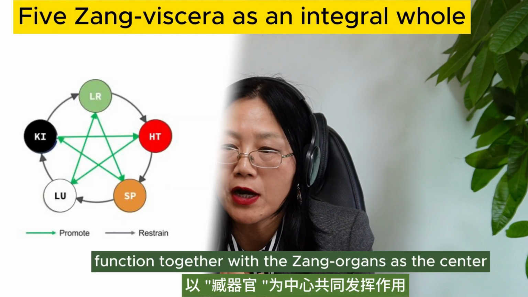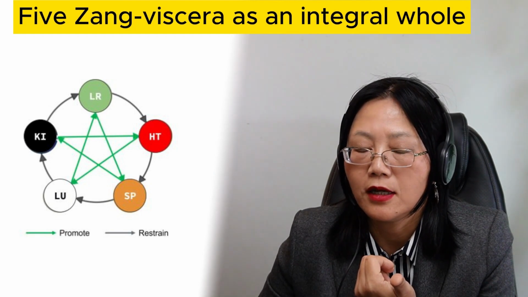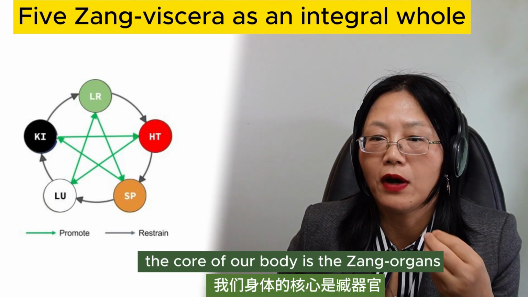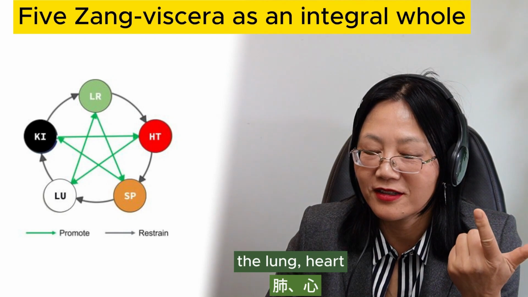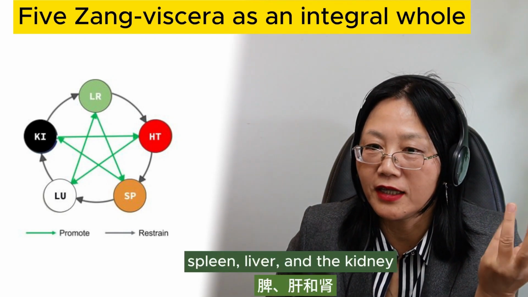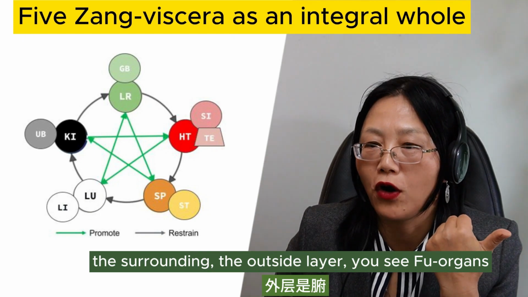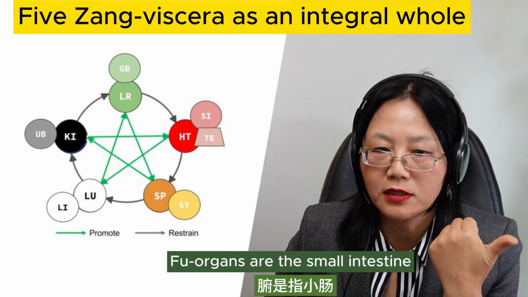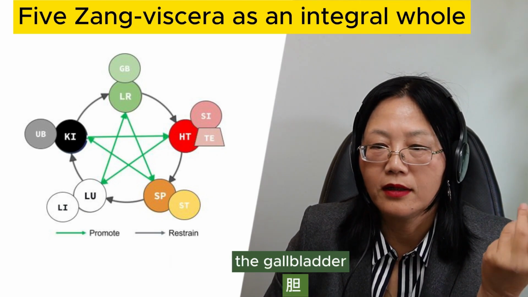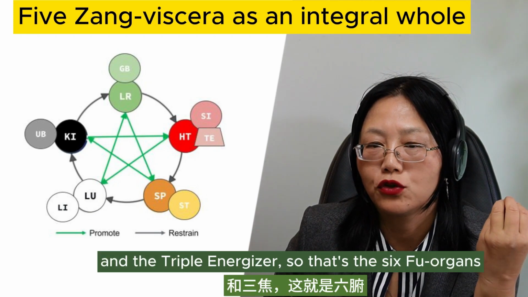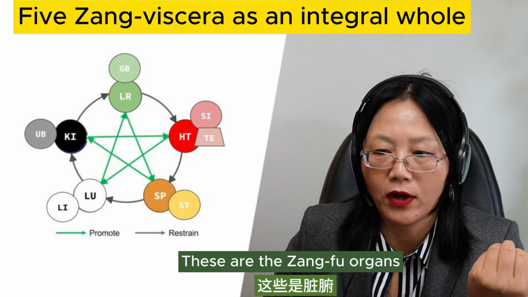Our body functions together with the Zang organs as the center. The center, the core of our body is the five Zang organs: the lung, heart, spleen, liver, and the kidney. Surrounding the outside layer, you see the Fu organs, the six Fu organs: small intestine, large intestine, stomach, gallbladder, urinary bladder, and the triple energizer. That's the six Fu organs. This is the Zang-fu organs.